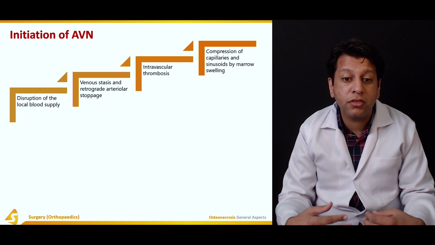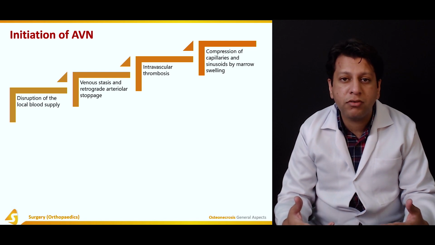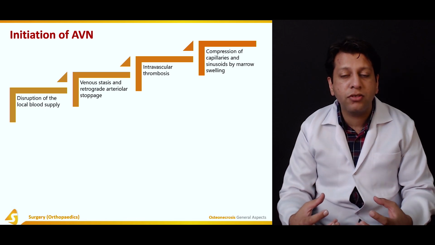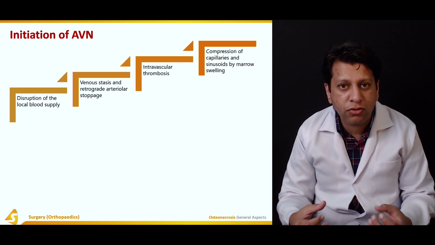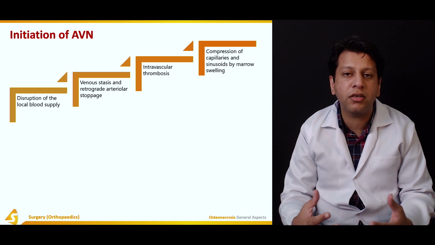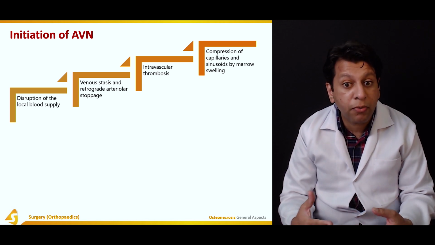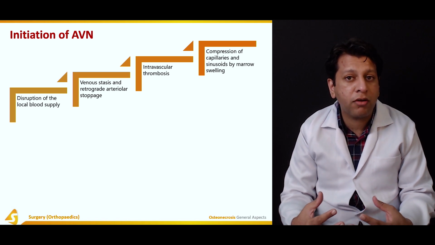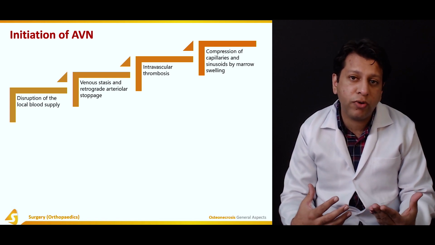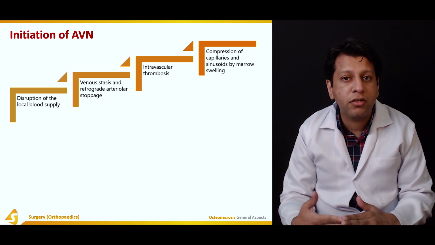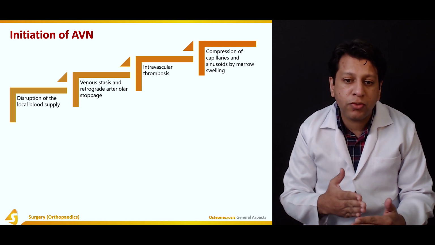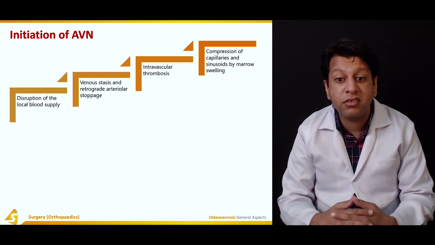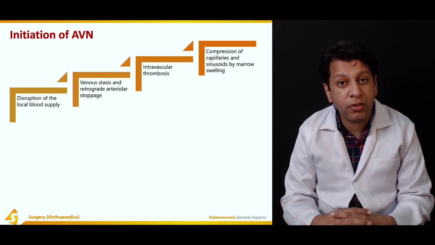Once the arterial vessels get torn, there would definitely be hematoma formation. As you know, the capsule is a closed structure, so once the blood gets pooled in, this results in increased intracapsular pressure. Once this pressure due to hematoma increases to a value where it causes the veins to collapse, there is disruption of the local blood supply. This would lead to venous stasis and retrograde arterial stoppage.